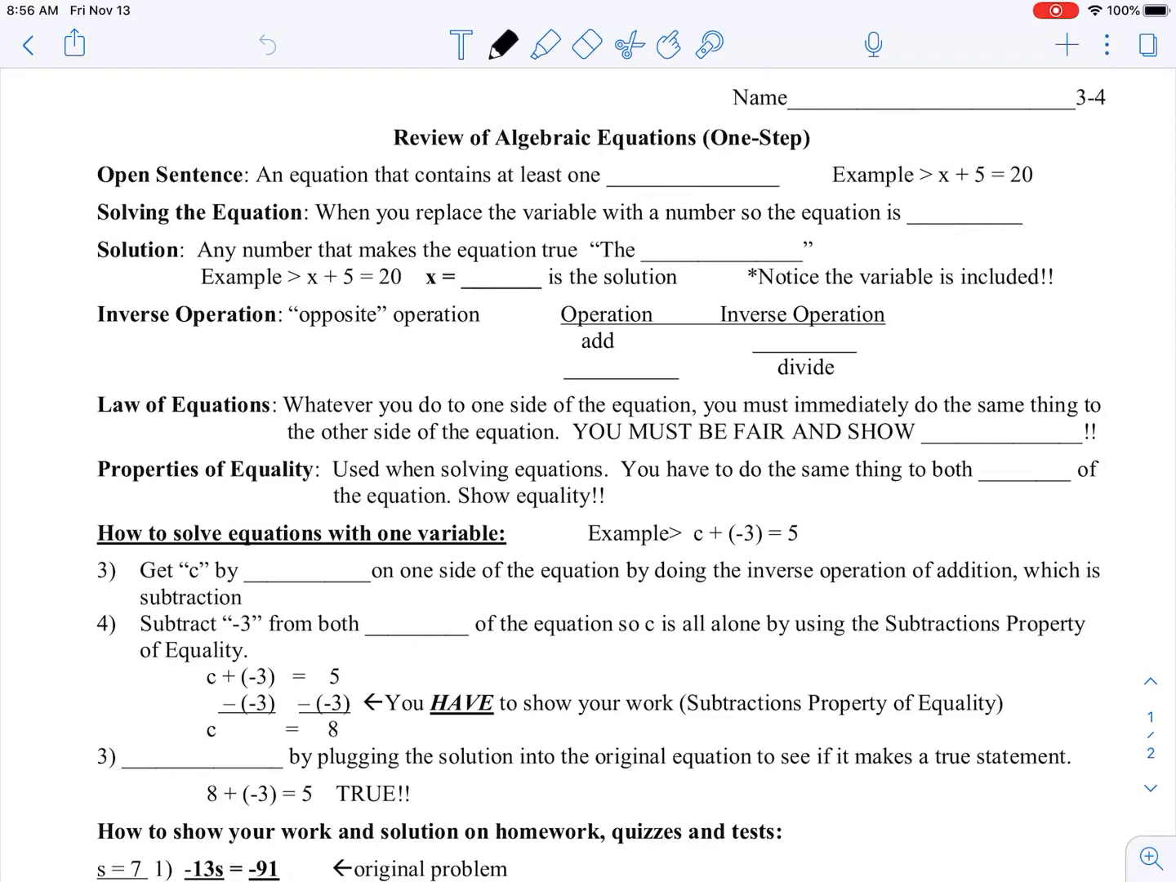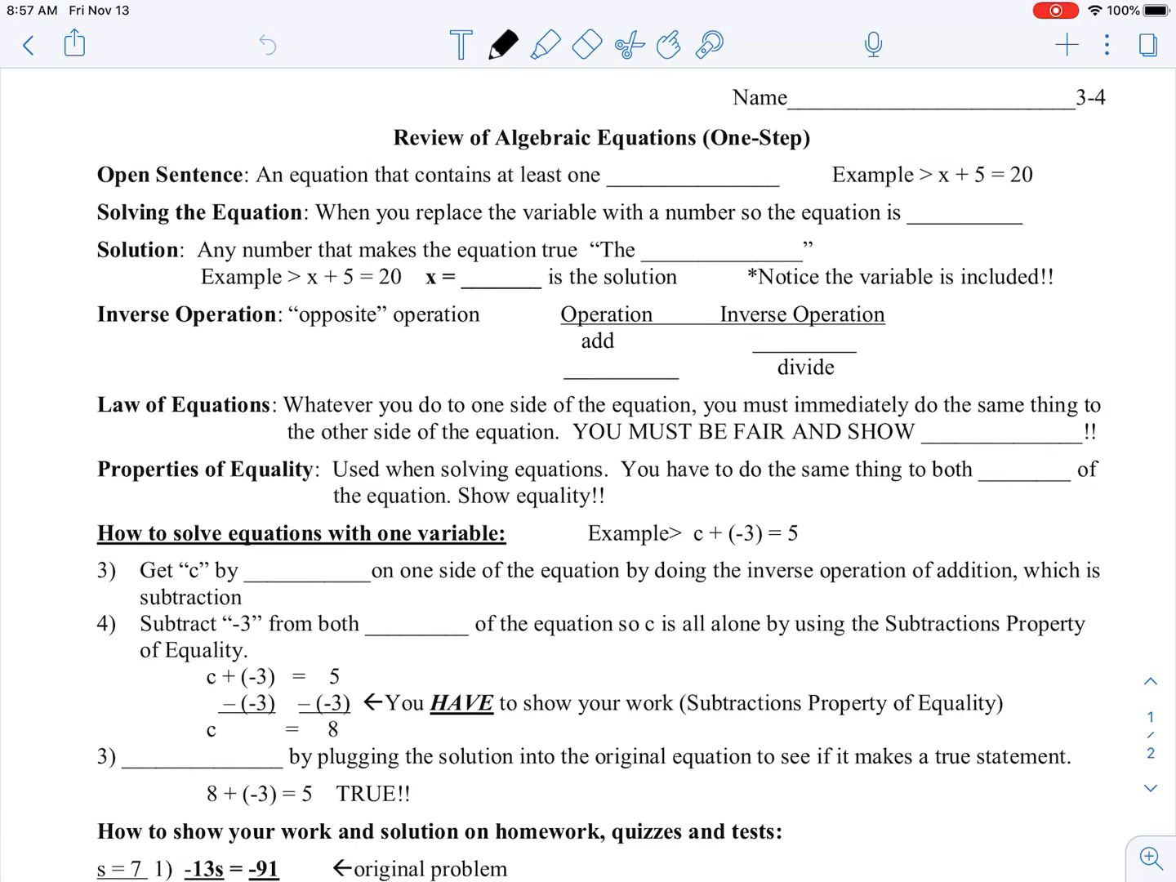Hello everybody, we're going to start today by going over some notes for algebraic equations. We just got ourselves all the way through algebraic expressions and evaluating and recognizing and writing them out. So now we're jumping to equations and solving equations. So we're going to start off with some definitions here.